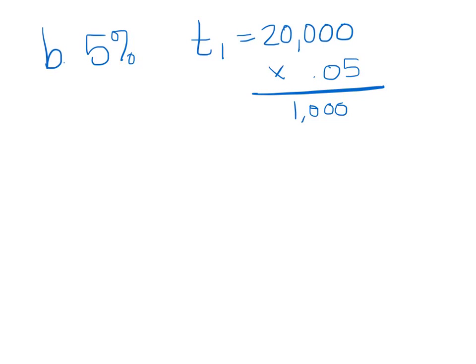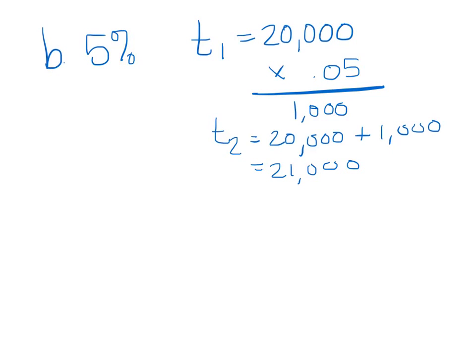Now, this 1,000 is not the second term in the sequence, okay? It's just the increase this particular time. So T2 is the 20,000 plus the 1,000. And that's how we normally go about calculating increases like this, and you get 21,000. But this increasing by 5% is a geometric sequence. I need to find that common ratio, okay, to go from one year to the next.